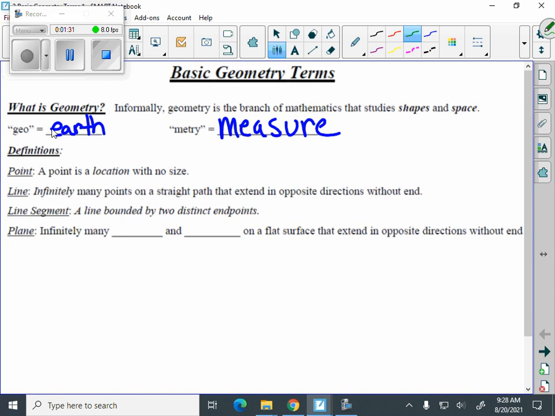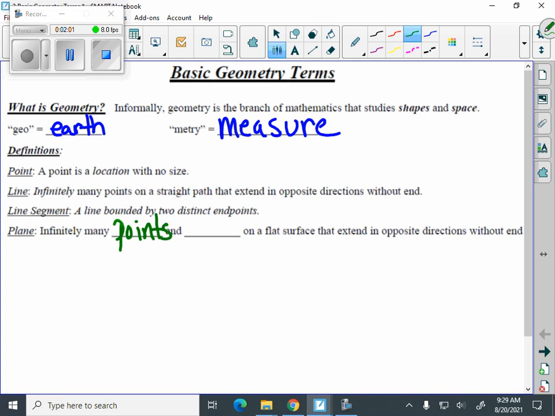And a line is made up of an infinite set of points. It's in a straight path, and it extends in opposite directions. A line segment is just a part of a line. It has a beginning and an ending point. And then finally, a plane has infinitely many points.